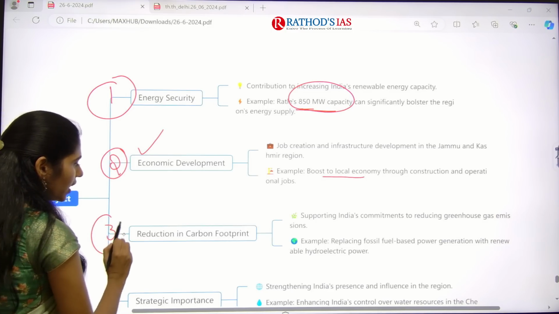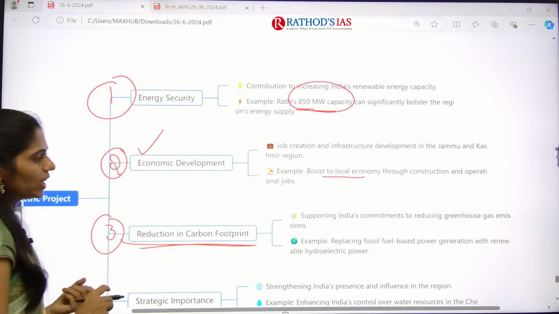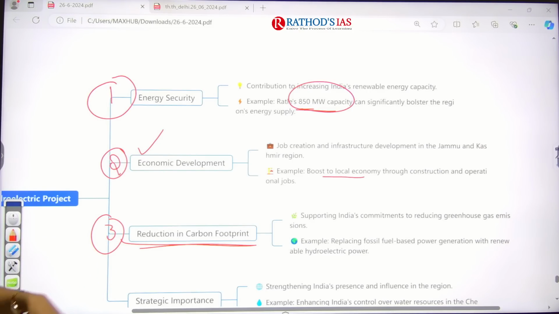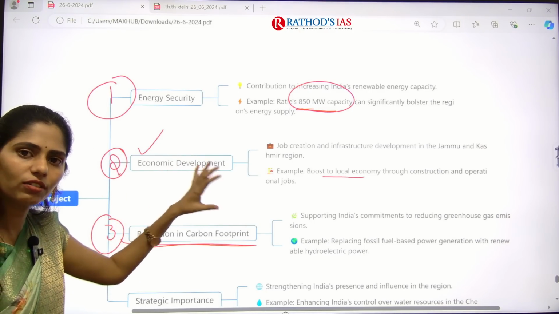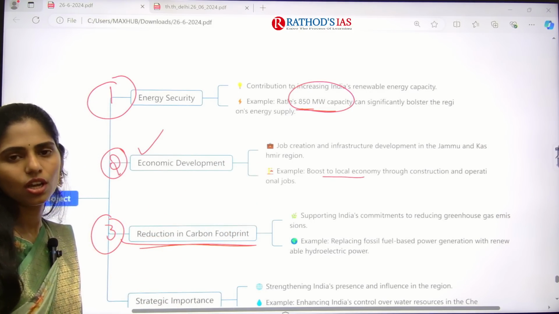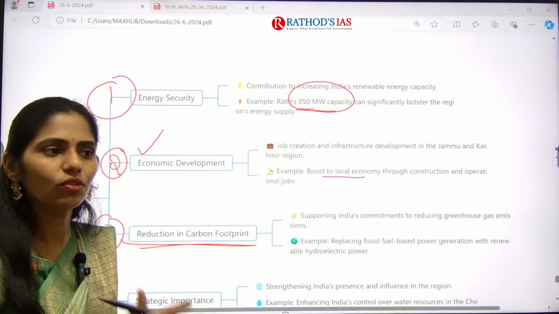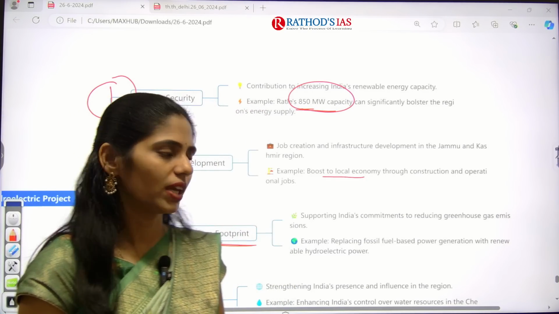And the third one is reduction in carbon footprint. So we can decrease the carbon footprint. That means whenever we are moving from non-renewable to renewable, we can decrease the emissions, for example greenhouse gas emissions. That will in turn lead to a decrease in global warming.